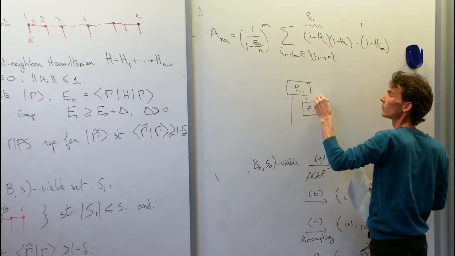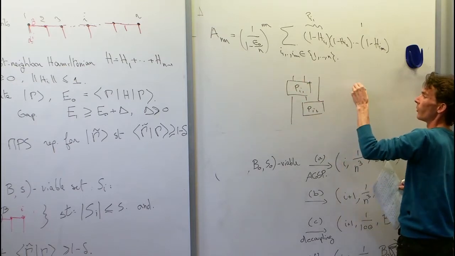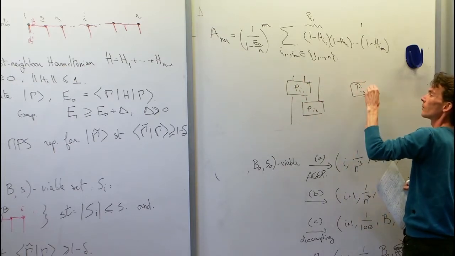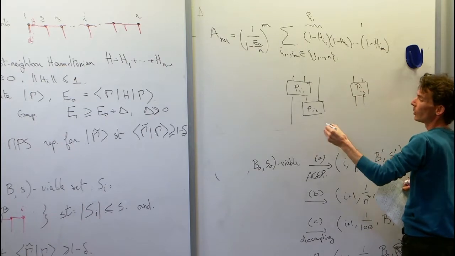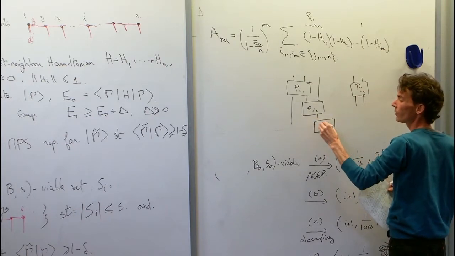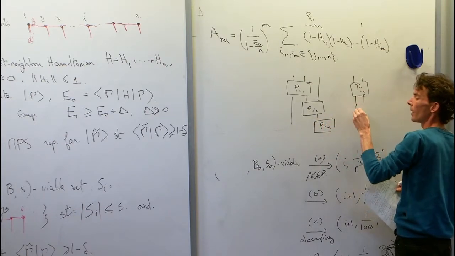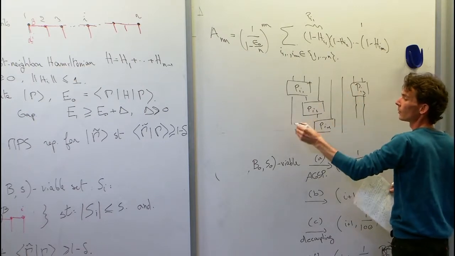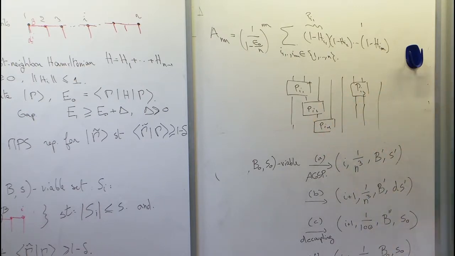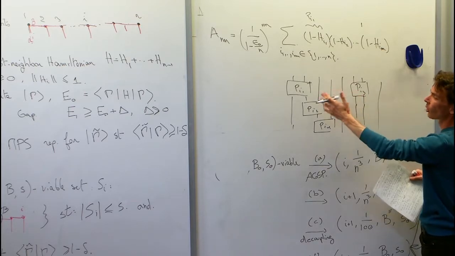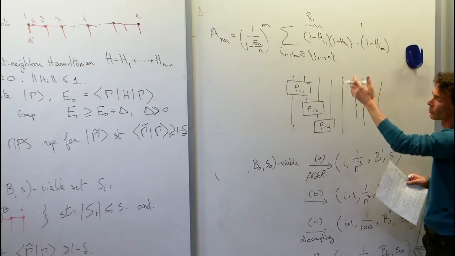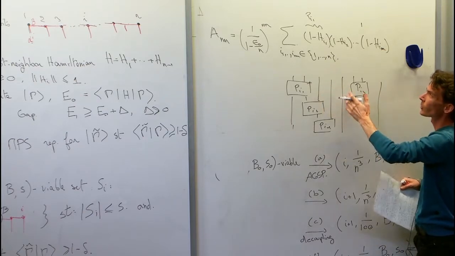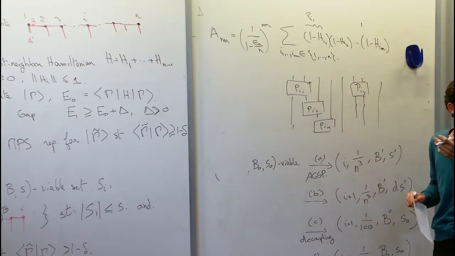P i2. Then maybe P i3 is here. Maybe I have P i4 is here. And this is the operator that I'm trying to apply to my vectors. It just has all these P, which are 1 minus h, they come from the Hamiltonian, they're local terms, and they're arranged in an arbitrary order.